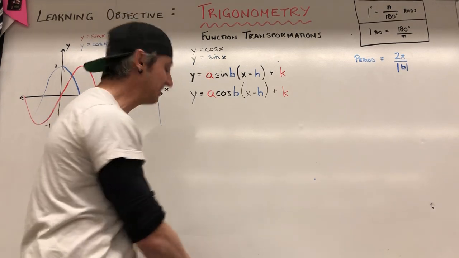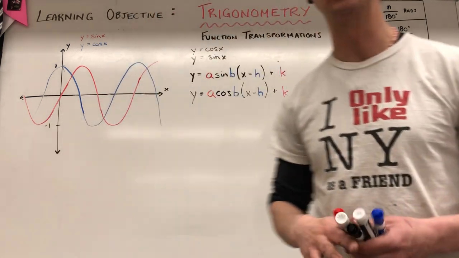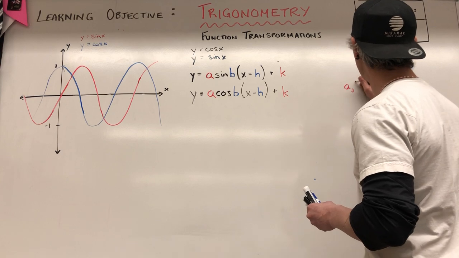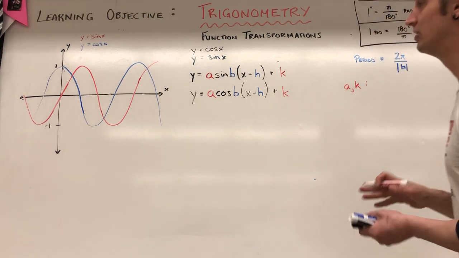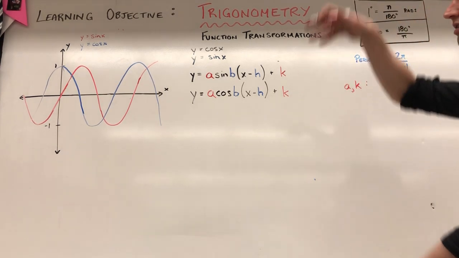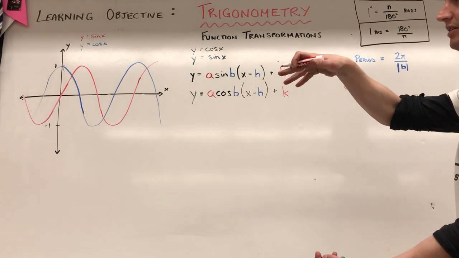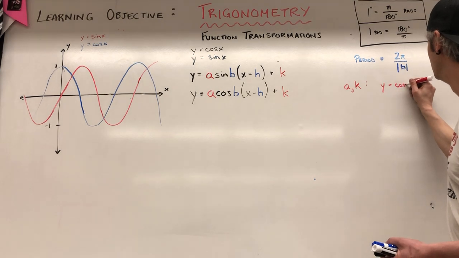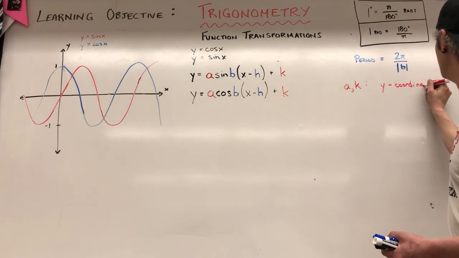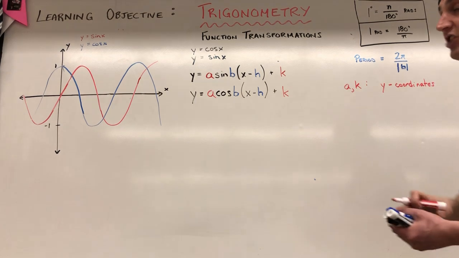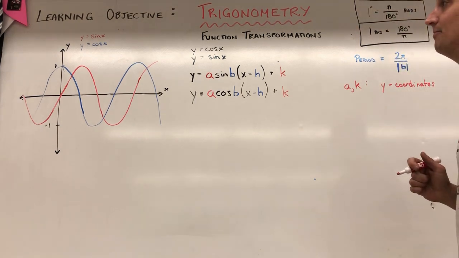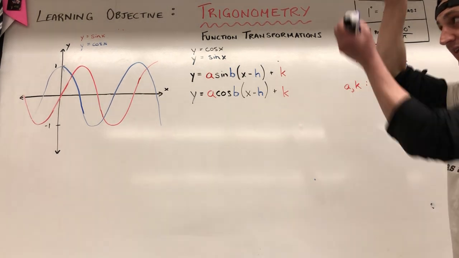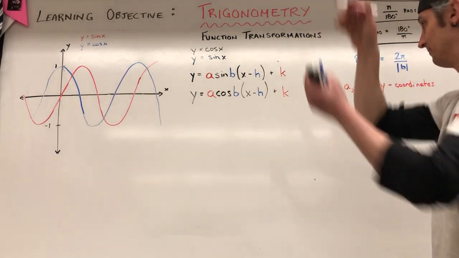Just like in every other unit on function transformations, A and K are going to mess with my Y coordinates, the vertical coordinates. The coordinates of my max and min might change by extending, and I might shift up and down. That's what the K is going to do. The X's will stay the same.